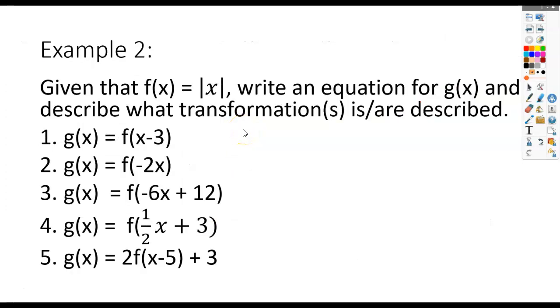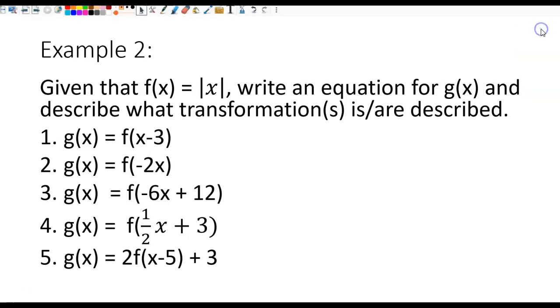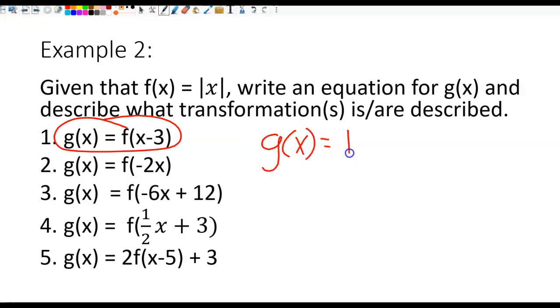So let's go ahead and take a look at the questions that I'll be asking you guys to do for these types of problems. Pretty similar, slightly different. Let's go ahead and take a look. So, number one, we want to write an equation and describe what the transformation is, right? So here is my expression.